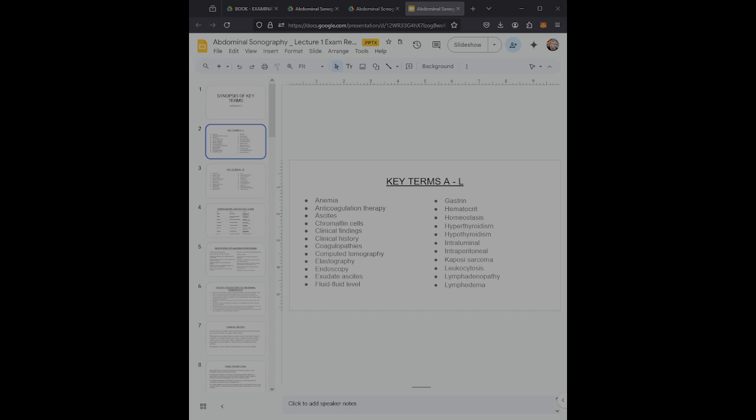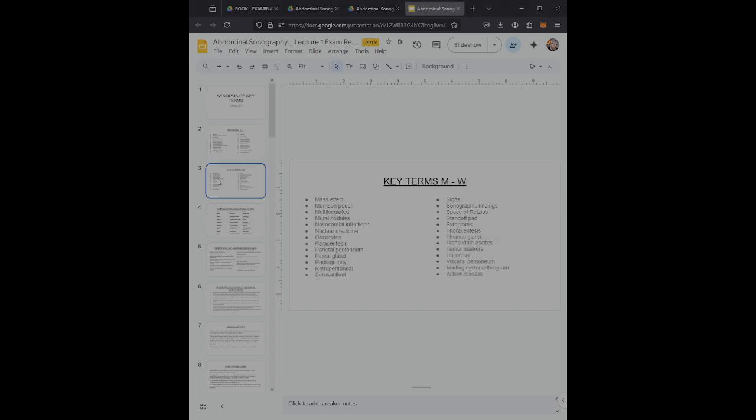Kaposi sarcoma, this is a cancer that causes lesions to develop on the skin, and it's often associated with AIDS. Leukocytosis, this is an elevated white blood cell count. Lymphadenopathy, this is a disease or enlargement of the lymph nodes. Lymphedema is a buildup of lymph that is most likely caused by the obstruction of lymph drainage. We go on to the next slide. So mass effect. Mass effect is a displacement or an alteration of normal anatomy, and it's usually adjacent to a mass or a tumor.